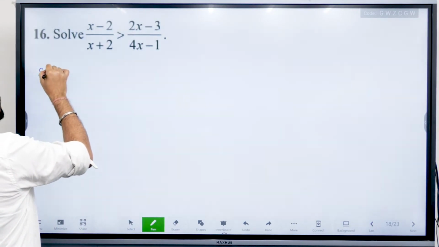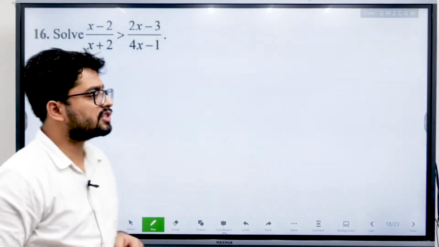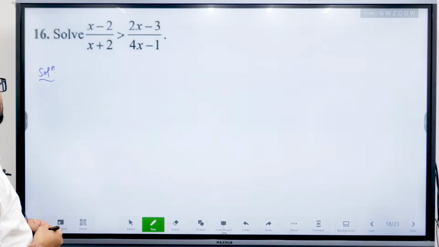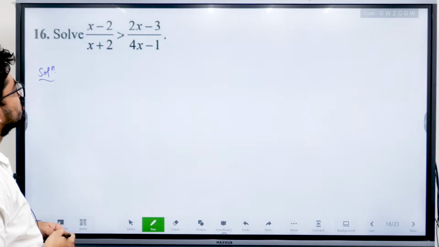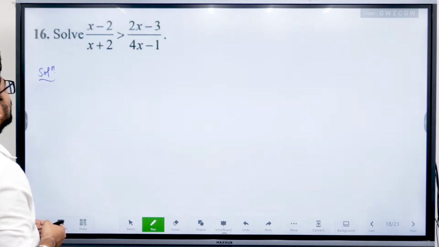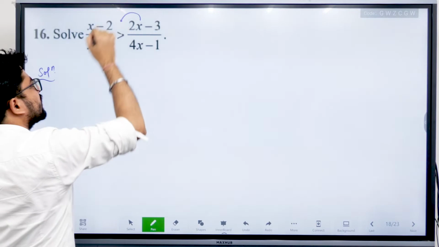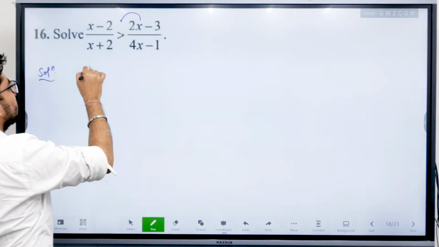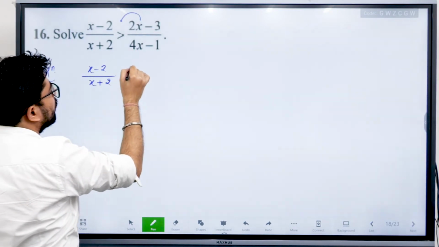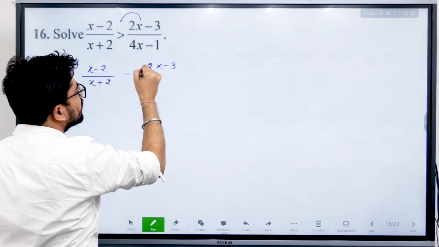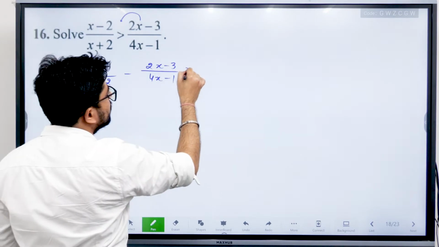So this is from the revision section in your assignments. First question is solve (x minus 2) upon (x plus 2) greater than (2x minus 3) upon (4x minus 1). So how can we simplify it? First of all, take your right hand side to the left hand side and make the right hand side equal to 0. So you can say this is (x minus 2) upon (x plus 2) minus (2x minus 3) divided by (4x minus 1) greater than 0.